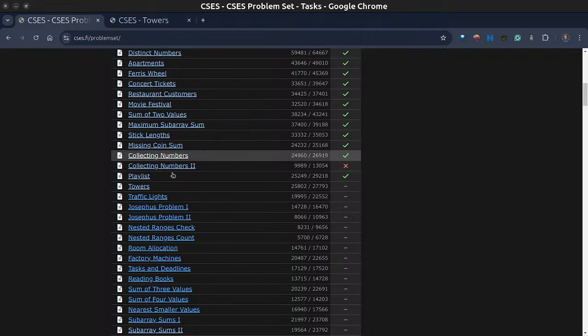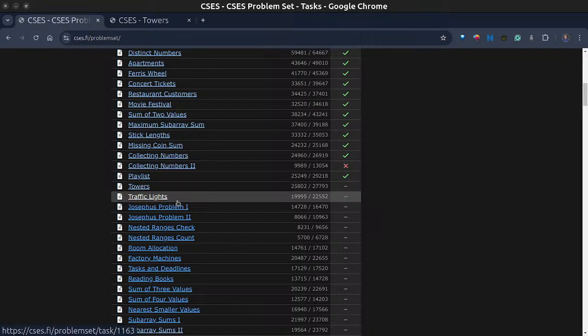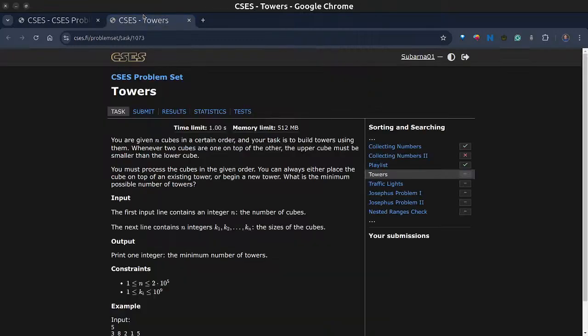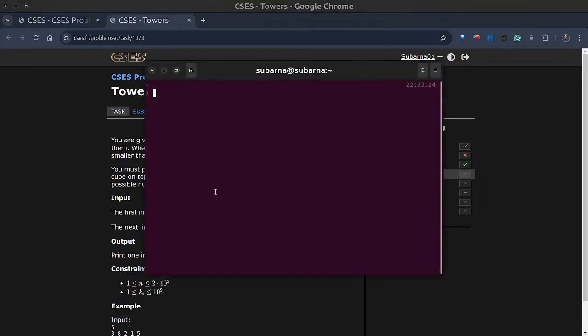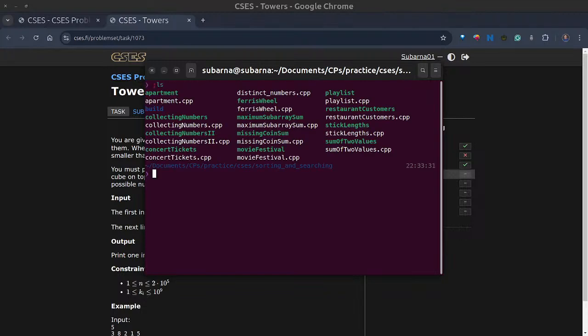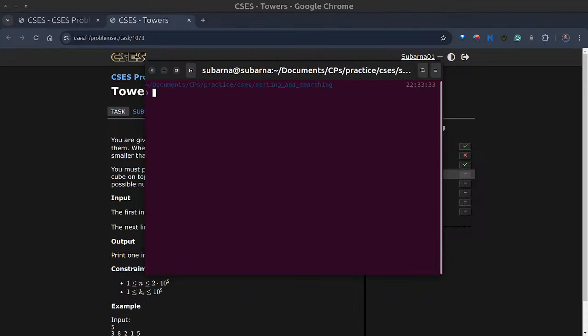Probably one or two if I can solve these, towers and traffic lights. Let's see if I can. If I can, I won't extend this live stream more than 1 hour. This is my goal today, so we'll solve as many as I can during these hours. Today I will not be talking a lot, I am only focusing on solving.